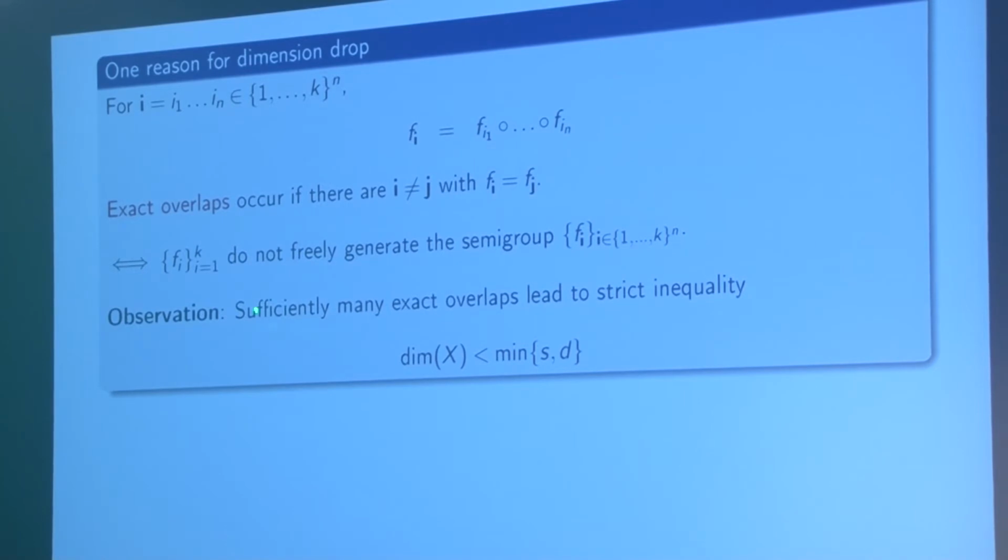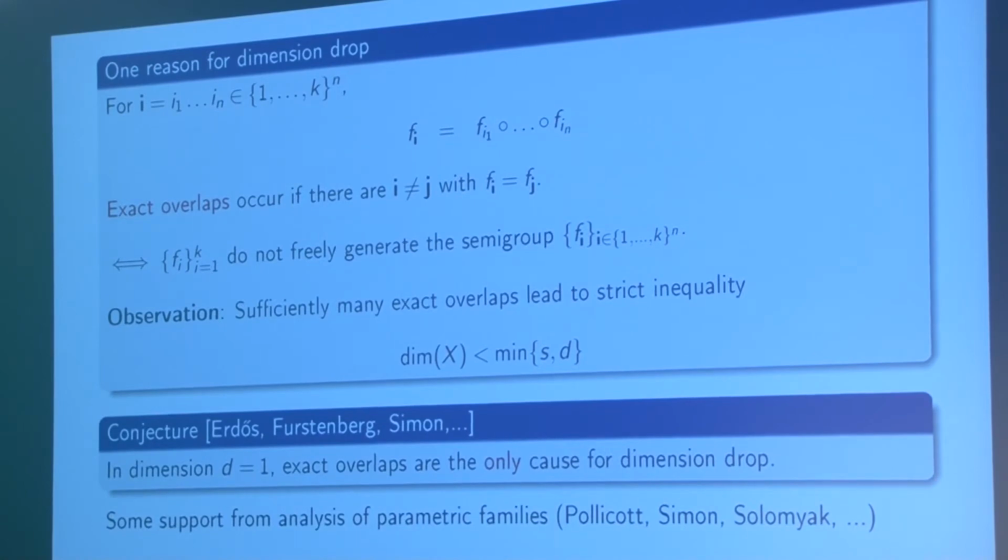And as I said before, it's a simple observation that if you have enough such coincidences between the maps, if enough of those small rectangles are actually the same one, then when you're counting how many rectangles you need to cover the set, you don't have to count all of them. If there are enough coincidences, the dimension will go down. So the precise conjecture that was in quotation marks before, which I'm stating for dimension 1, is that exact overlaps are the only cause for dimension drop. That is, conjecturally, if you don't have any algebraic relations between the maps, the dimension should be as big as it can possibly be, namely equal to the minimum of the similarity dimension and D.